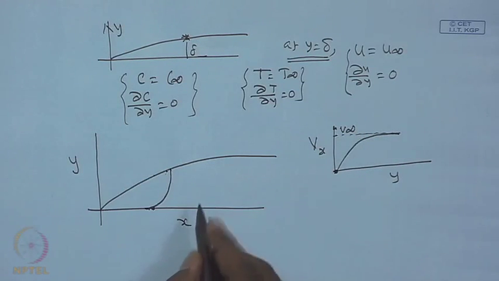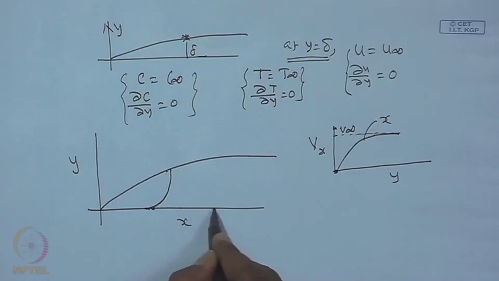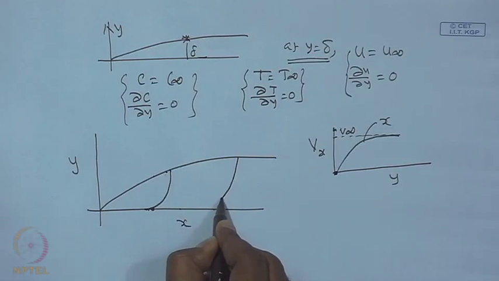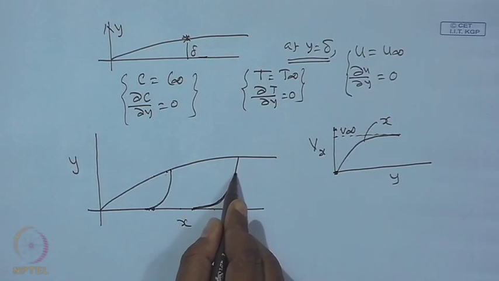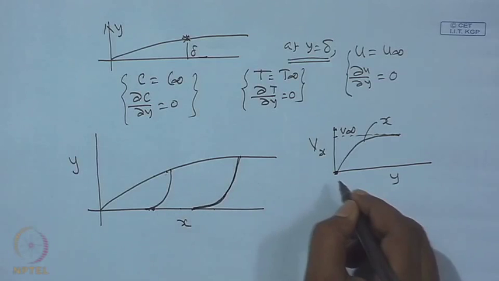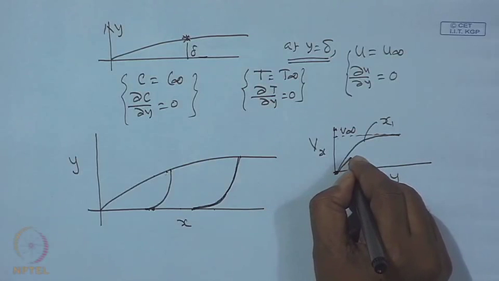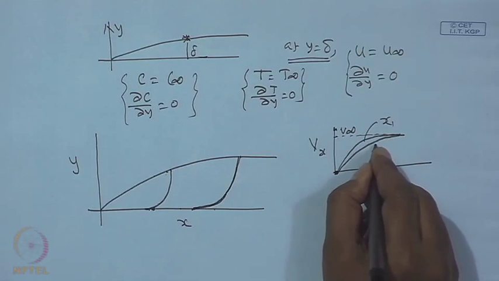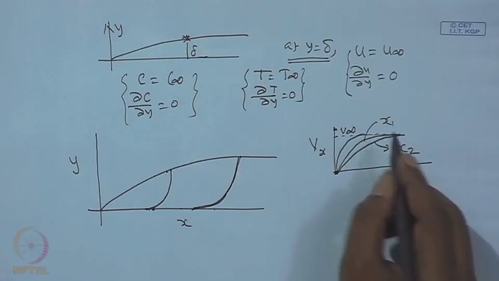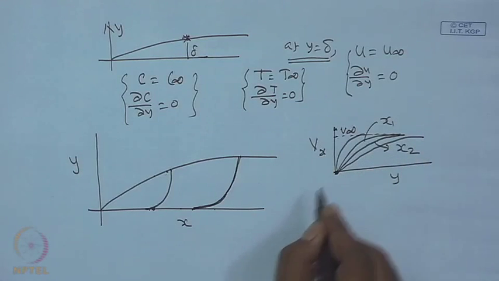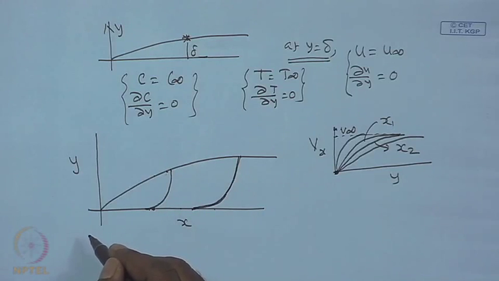This is for a particular x location. Now, if you look into another x location, the velocity profile will be something like this. It will be 0, then it increases and goes up to v x equal to v infinity. This is at a particular location x 1, then you will have another profile of v x at location x 2, another at location x 3, and another at location x 4. Therefore, the nature of these profiles is similar.